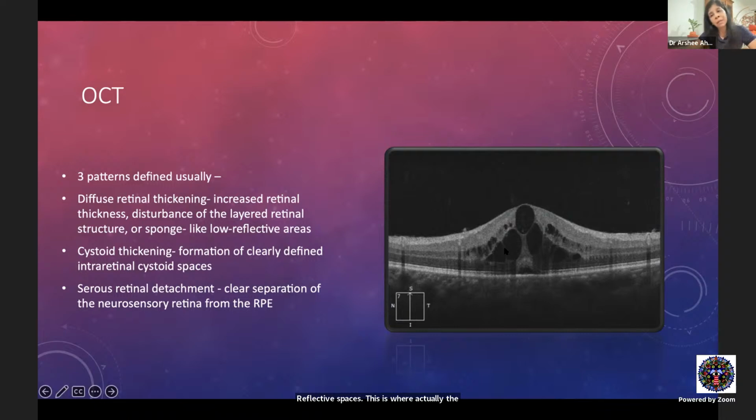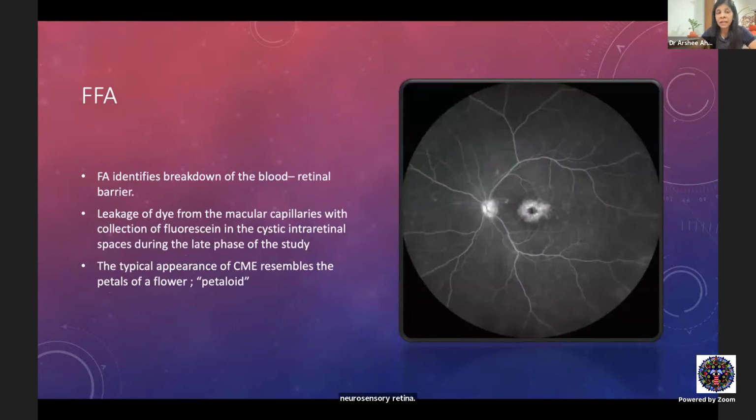Now on OCT, there can be various patterns you may see. It could be just a diffuse thickening of the retina. You may see these cystoid spaces, and even in this patient here, a very early neurosensory detachment where there is separation of the RPE and the neurosensory retina. So these are the different kinds of signs we can pick up on OCT examination.